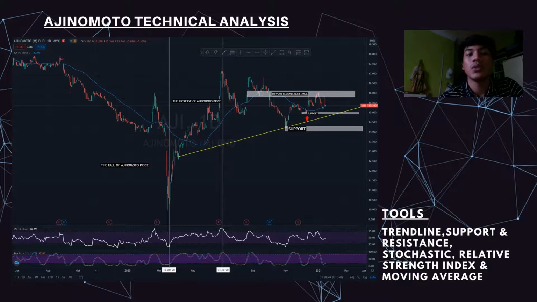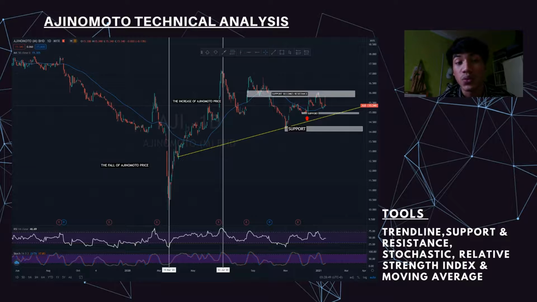So for now, we will go into the technical analysis part of this presentation. As general information, all the tools that we use for analysis are support and resistance, trend line, stochastic, relative strength index, and moving averages. Ajinomoto's technical analysis shows that from 2019 until March 2020, it was in a downtrend structure. Afterwards, it moved into an uptrend structure.